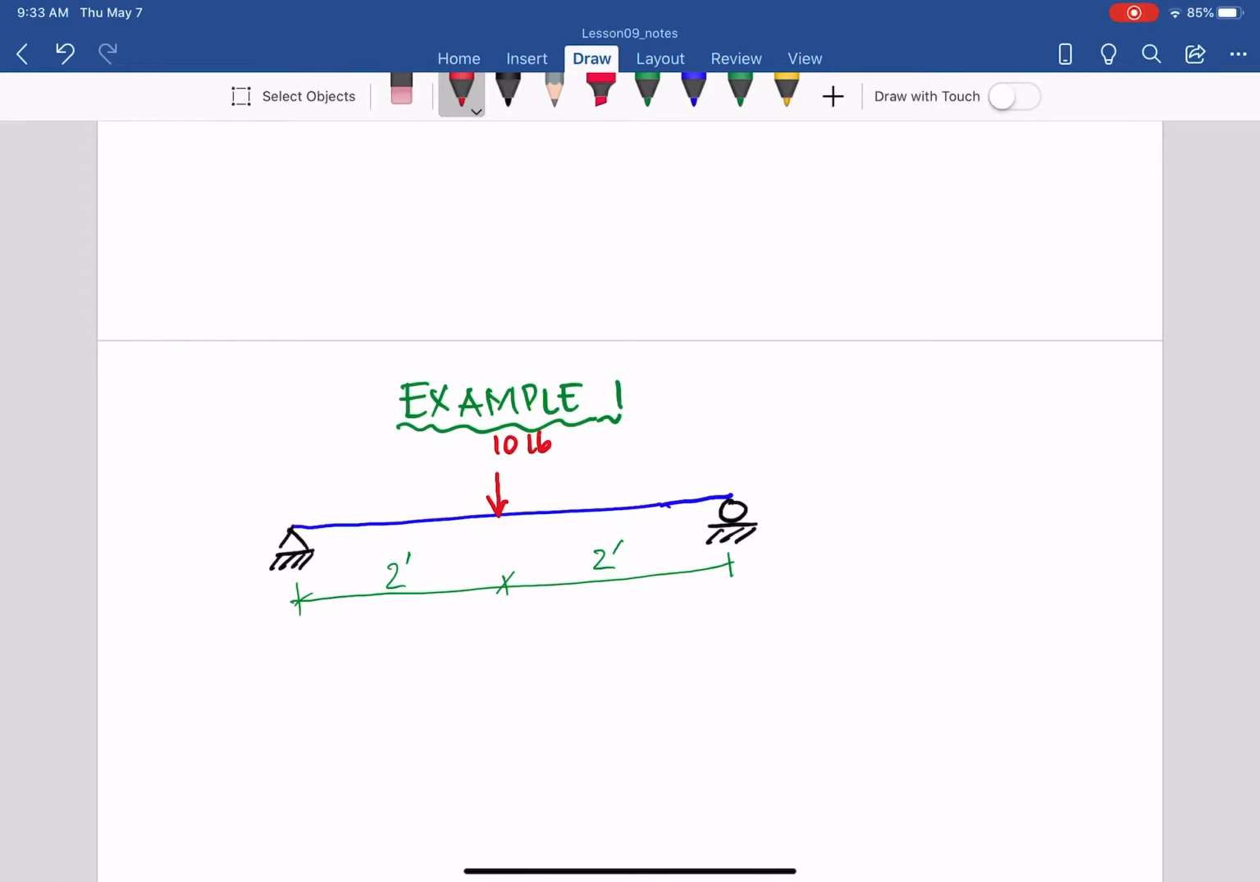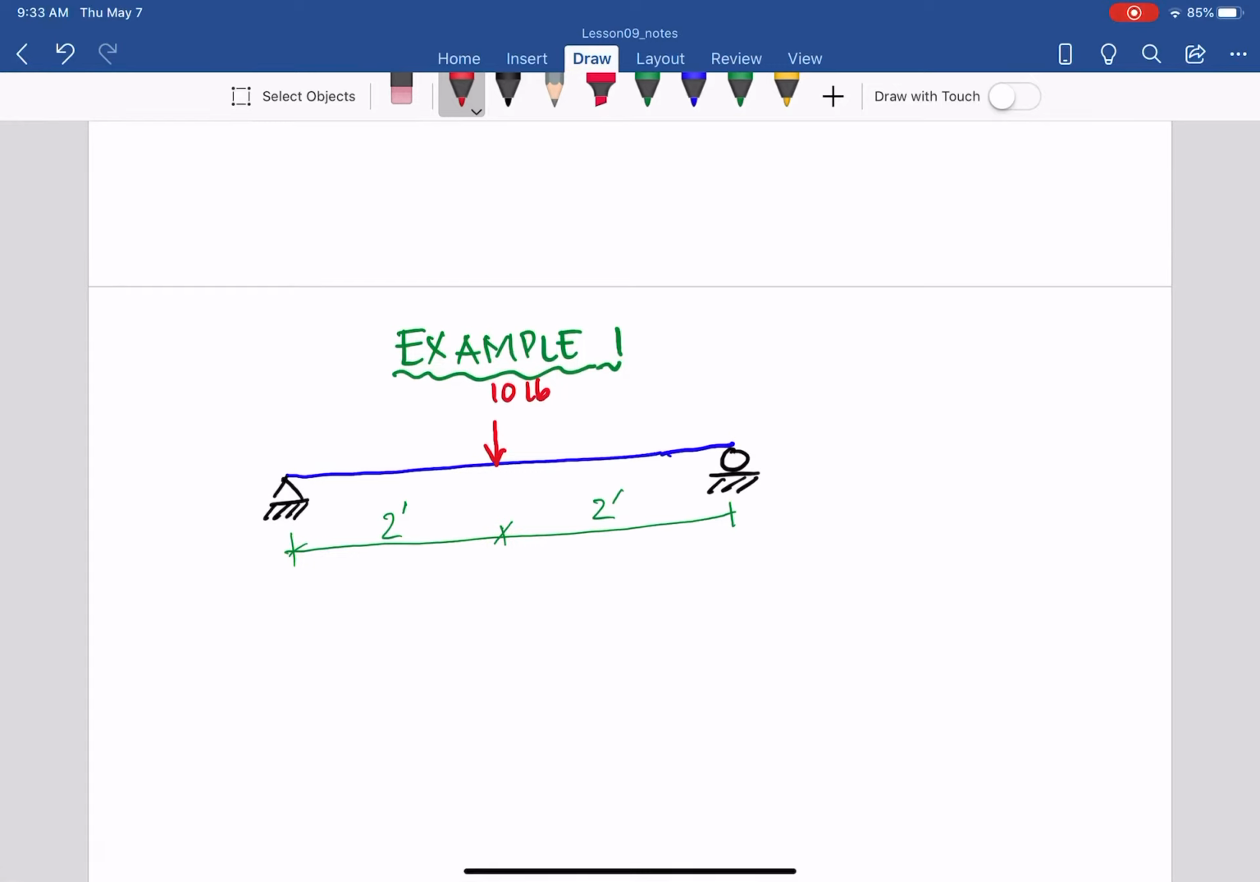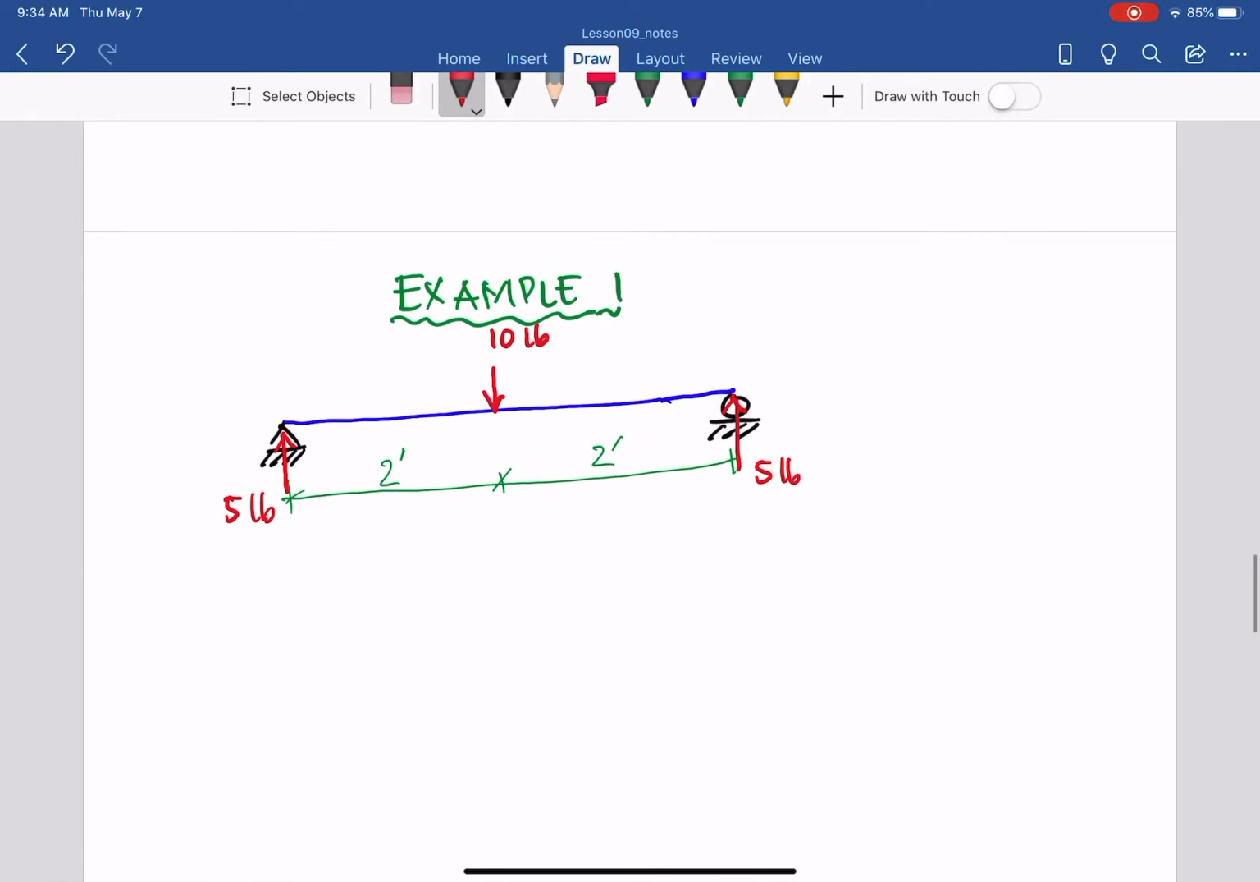So from that, how can we draw the shear and moment diagram? First, we always find the external reactions on the support. This one is simple, 10 pounds right in the middle. With your good statics, you can find that each reaction will be equal to 5 pounds. If you don't know, then of course you take a moment about one side, A or B, of the support. So 10 gives 5, as you can see there.